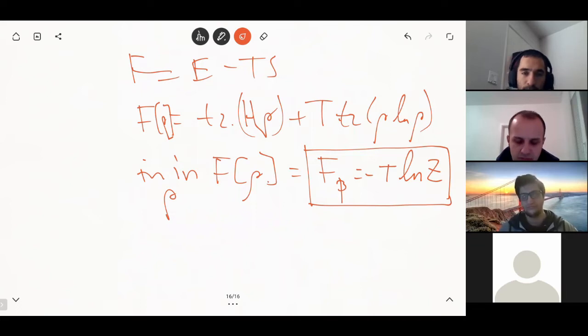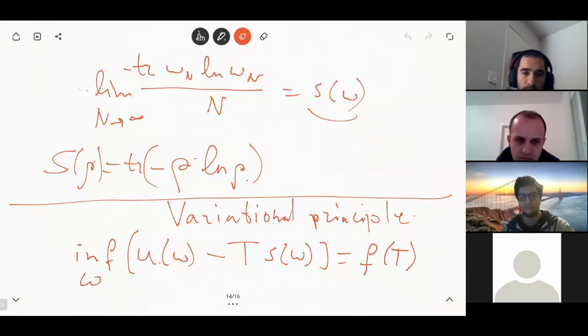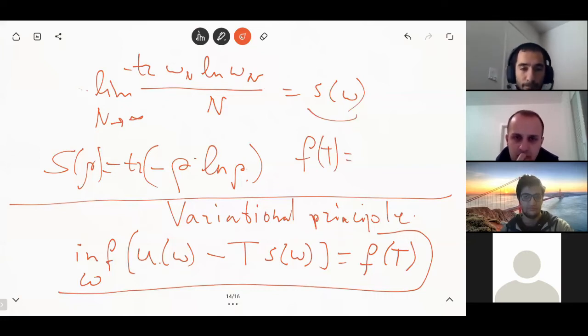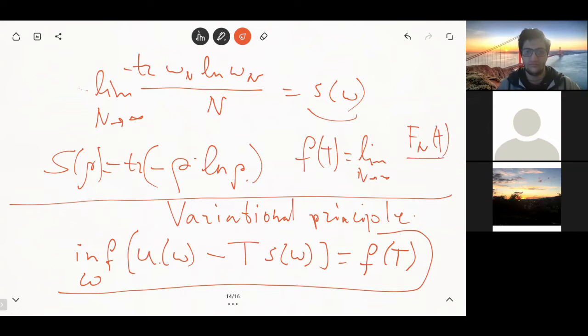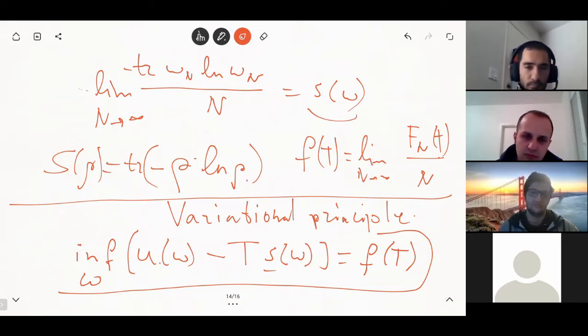Then if we go back to our many-body setting, this is going to be the variational principle, where this F of T is of course going to be the limit as n goes to infinity of F n as a function of T over n. So this is the free energy density, this is the energy density, and this is the entropy density. We're going to use this extensively. But since I'm running out of time, I will say two more important things, and then we'll jump to the results.